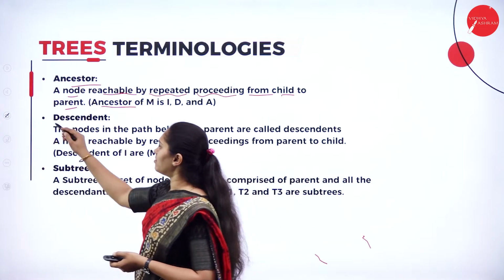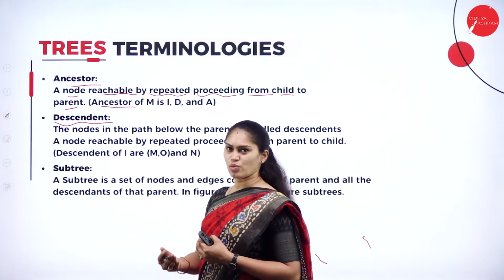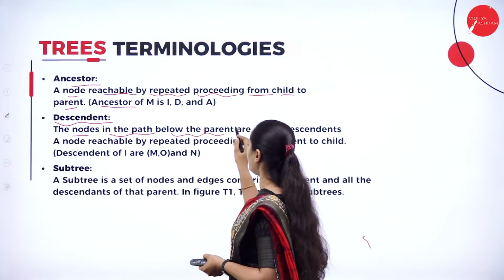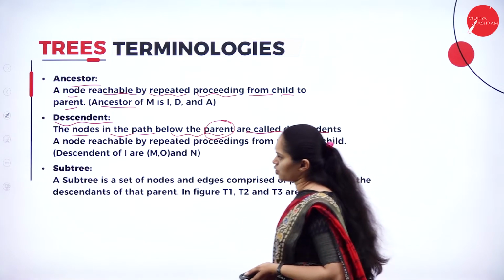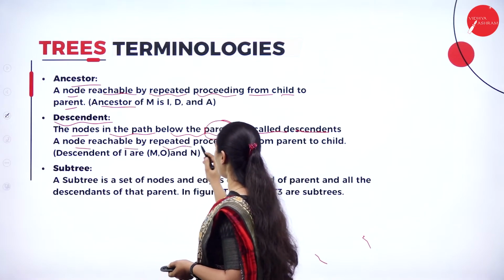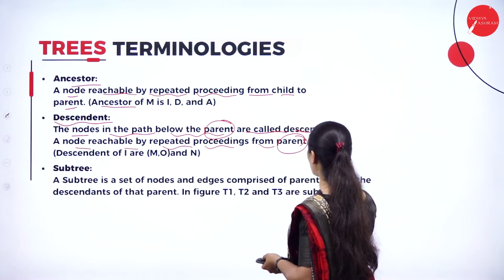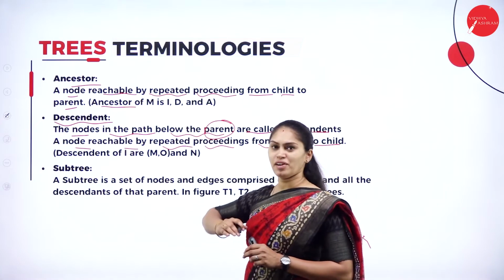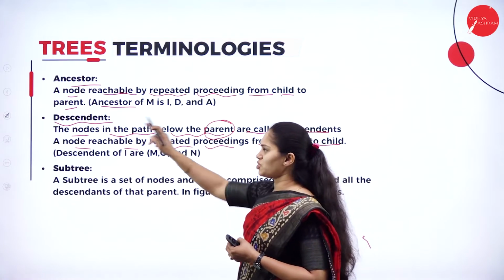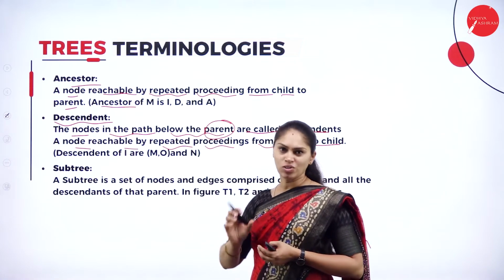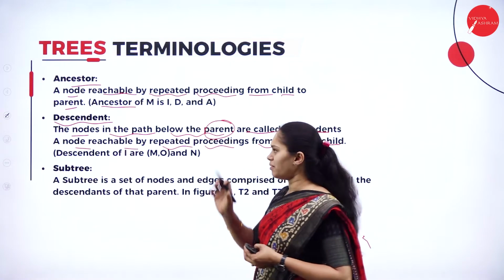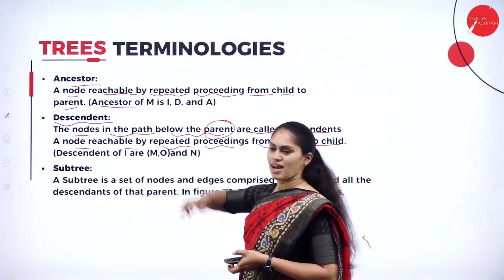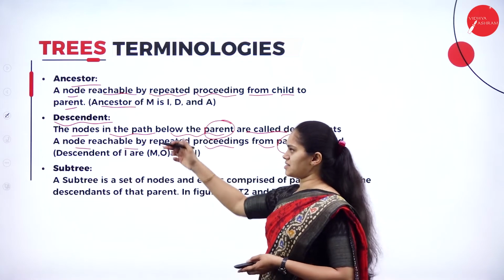Fine. Next we have descendant here. So descendant in the sense what? The nodes which are coming next. The nodes in the path below the parent are called descendant nodes. So a node reachable by repeated proceeding from parent to child. It's just the opposite of ancestor. When it comes to the ancestor, it will be from child to parent. But when it comes to the descendant, it will be from parent to child. The path from the parent to child will be considered as descendant. The path from the child to parent is considered as ancestor. That is just a reference between ancestor and descendant.